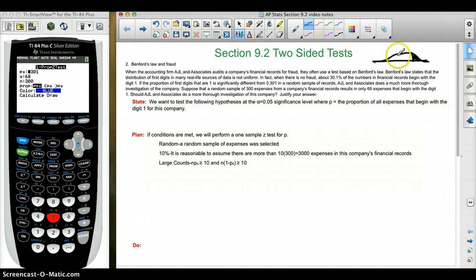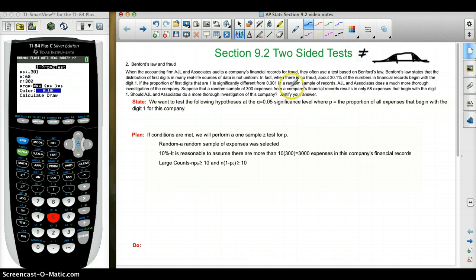Now, when we're starting to say two-sided tests, we're going to end up having the graph where both the left side and the right side are going to end up being shaded. So it's greater than and it's also less than. In other words, not equal to when we're doing it.